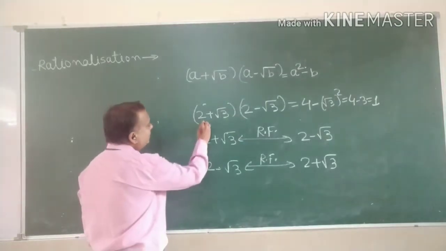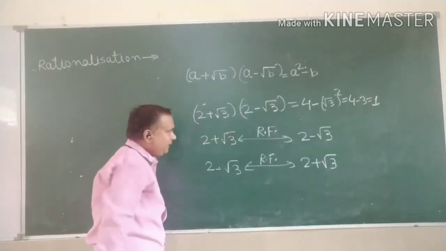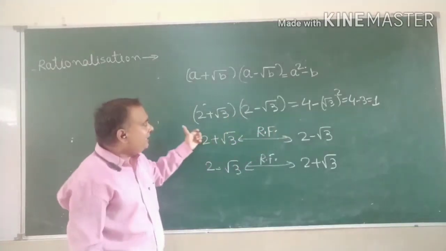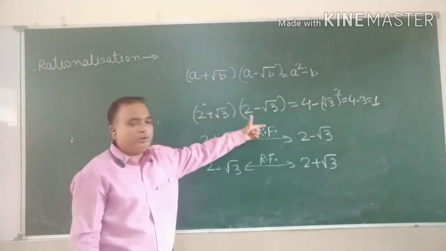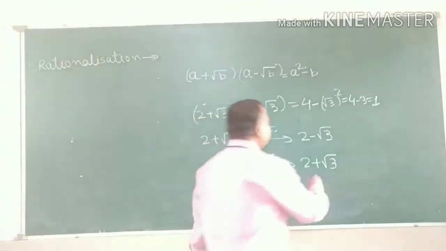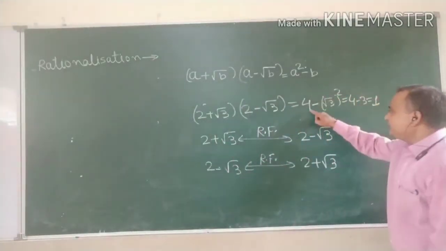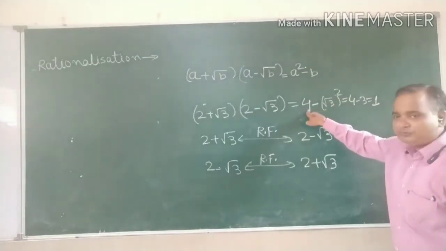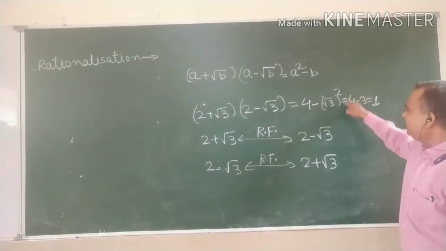Now if I write the number 2 + √3 and it is multiplied by 2 − √3, then by the identity (a + b)(a − b), I can write a² − b², that is 2² − (√3)². The square of 2 is 4, and the square of √3 is 3.